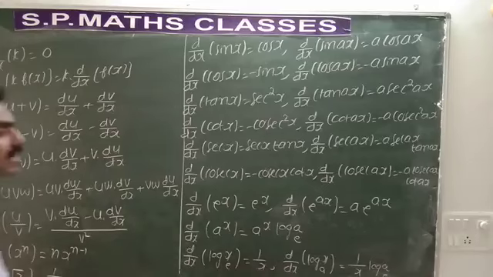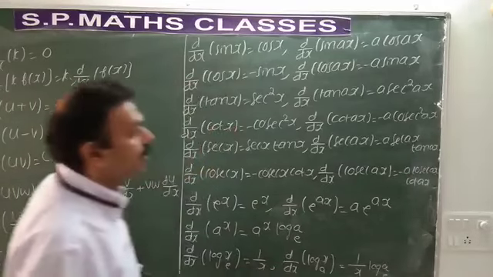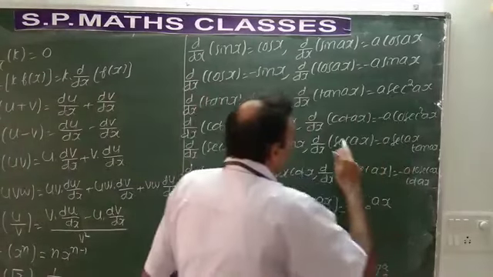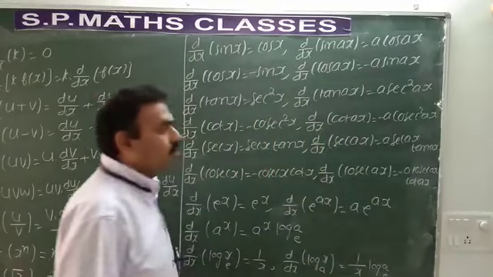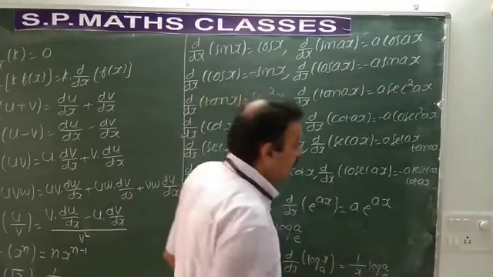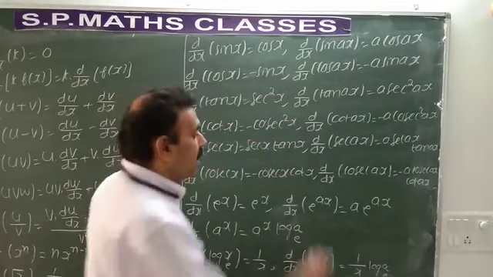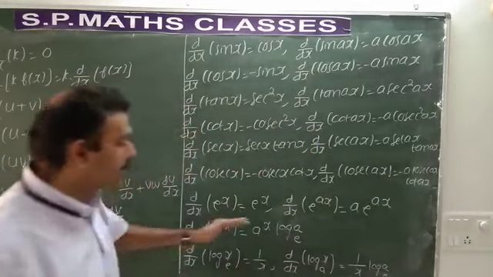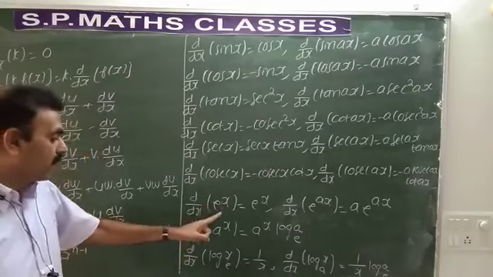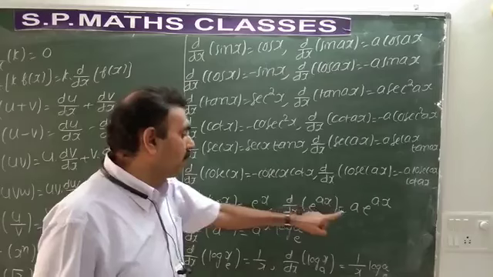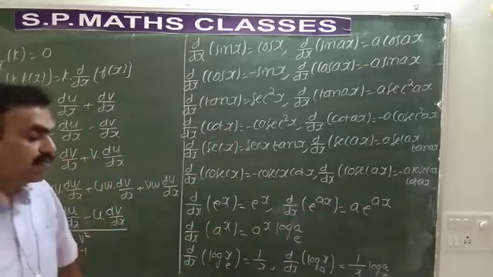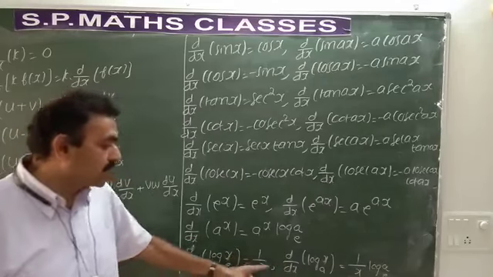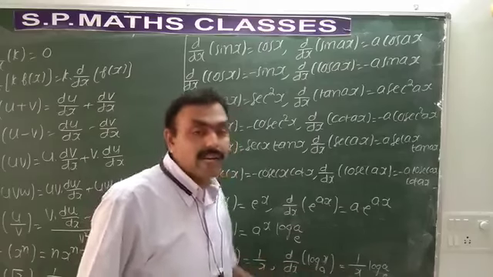Similarly, for multiple angles: derivative of sin ax is a cos ax, derivative of cos ax is minus a sin ax, derivative of tan ax is a secant squared ax, derivative of cot ax is minus a cosecant squared ax, derivative of secant ax is a secant ax into tan ax, derivative of cosec ax is minus a cosec ax into cot ax. And we have exponential and logarithmic functions. Derivative of e power x is e power x, derivative of e power ax is a into e power ax, derivative of a power x is a power x into log a to base e, derivative of log x to base e is 1 by x, derivative of log x to base a is 1 by x into log a to base e.